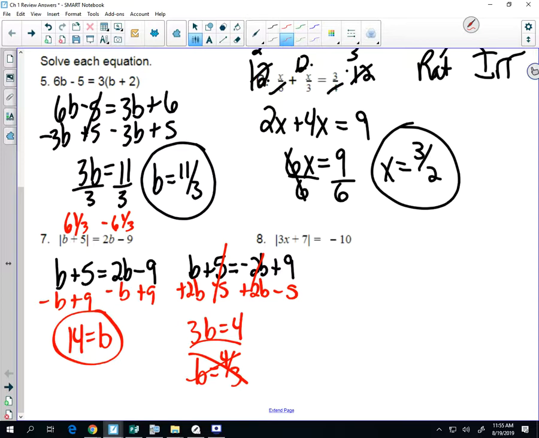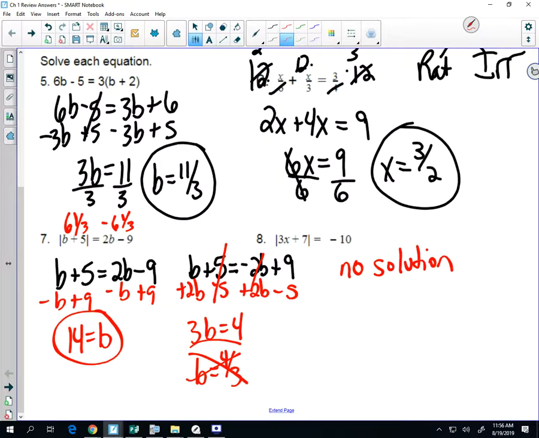Okay? This one, maybe you notice right away that there's a problem. Can this absolute value by itself ever equal a negative number? No, absolute value is always positive. So if you recognize that, that's no solution right away. And you can say that.